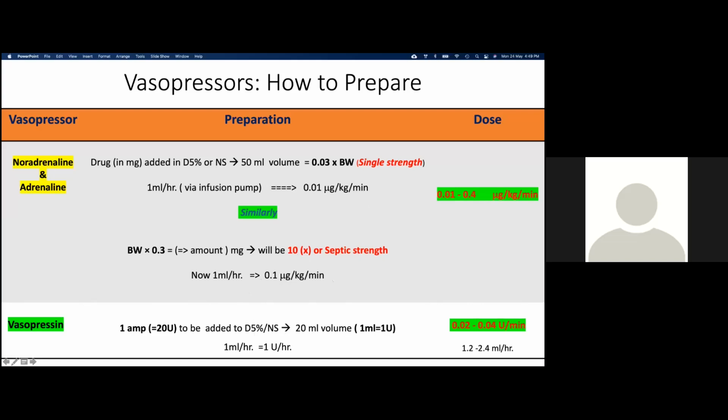So 20 ml of drug is there, which includes the vasopressin 1 ml. So it will be 1 ml plus 19 ml, that is 20 ml, and if it is running at 1 ml per hour, the amount of vasopressin delivered to the patient will be 1 unit per hour. The dose range of vasopressin is 0.02 to 0.04 units per minute, and we can go to a maximum of 2.4 units per hour.